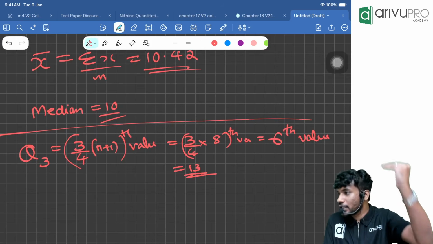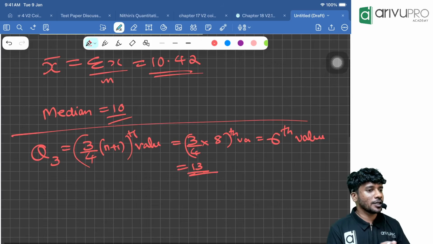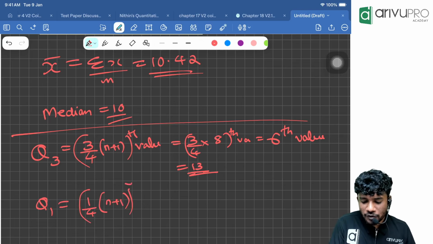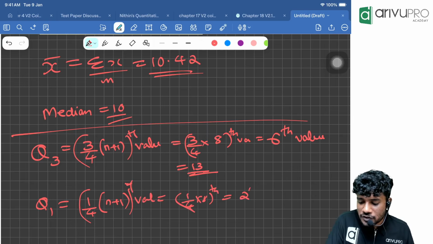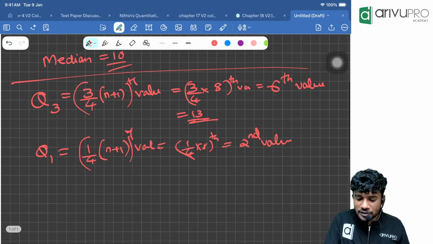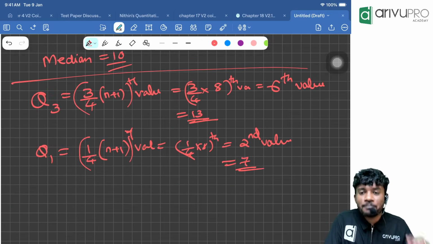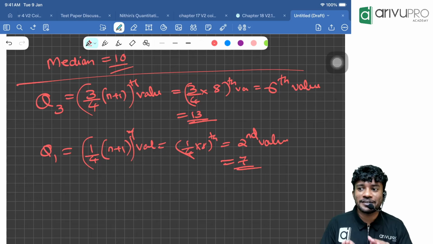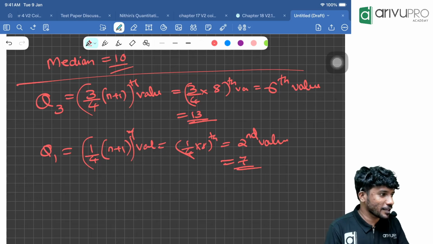We are doing chapter 14 revision. Okay. So Q3 is equal to 13. Very easy. Can you find me Q1? How to find Q1? 1 by 4 into n plus 1th value. How to get that, people? 1 by 4 into 8th value, which is nothing but the second value. Who is the second value over here? 7. So Q1 is how much, people? 7. You might require this in the future. I'll tell you when. When we are finding quartile deviation, we might require this.